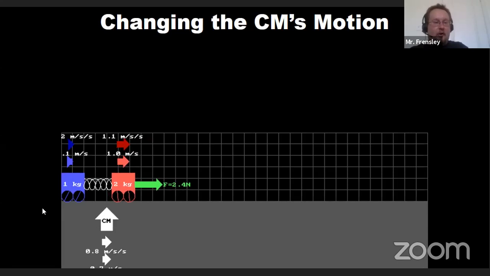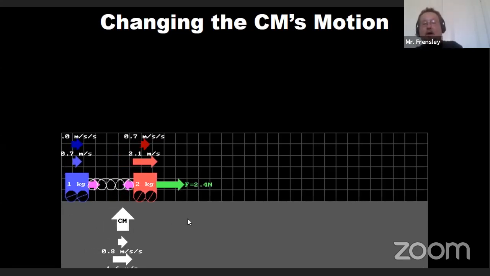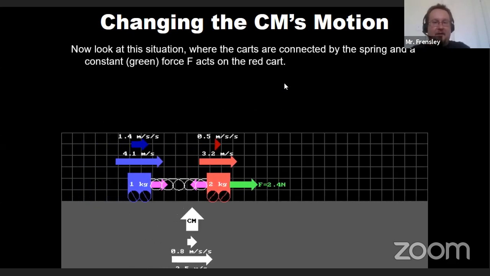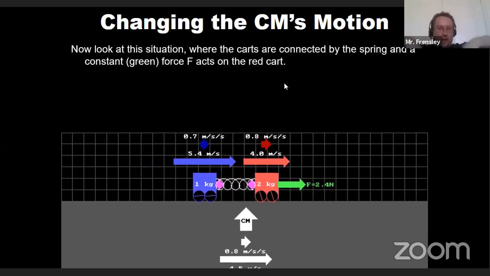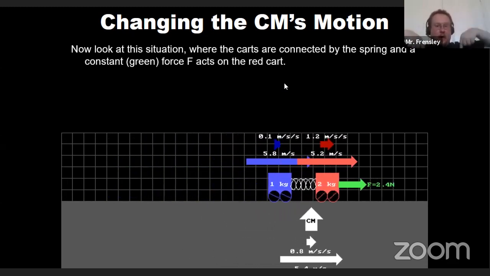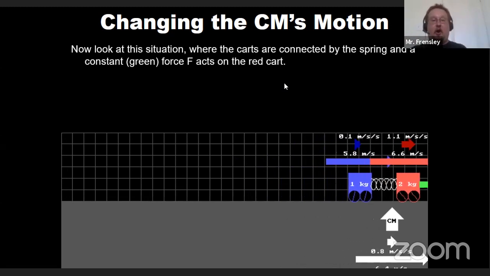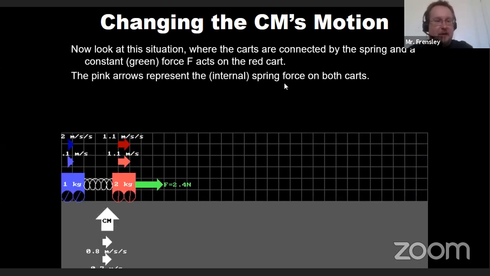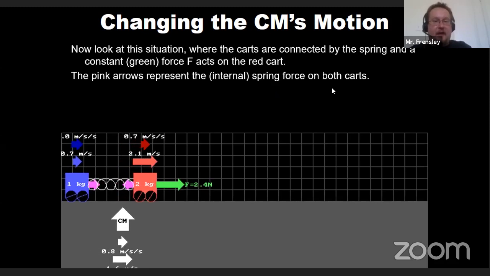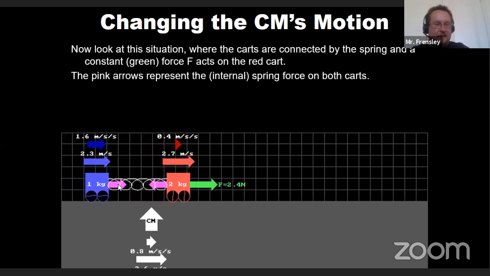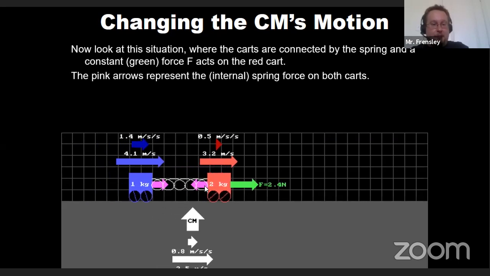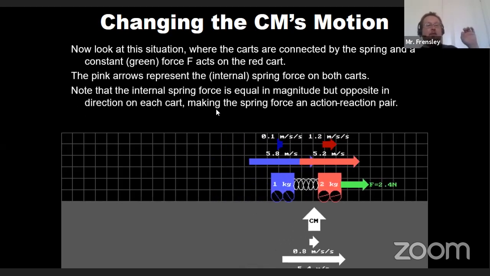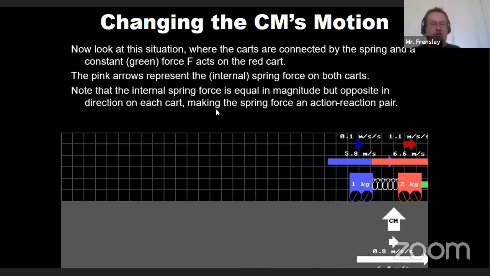Now, this is the two carts, sprung together with the spring again, but now we do have an external force. It's the 2.4 newtons that you see here. We still have normal and weight, and those are external and cancel. The two spring forces are internal, so they cancel out when we look at the whole system. Good, this one actually repeats. The pink arrows represent the internal spring force on both carts, so you get a right force on the blue and a left force on the red. Those cancel out when you look at the system as a whole.